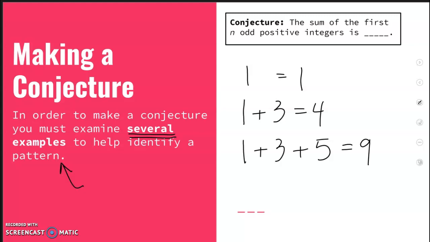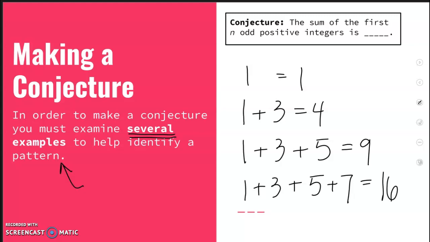Let's do one more example just so we can be sure that we're actually picking up on a pattern. So let's look at the sum of the first 4 odd positive integers. 1 plus 3 plus 5 plus 7 is going to give us 16.